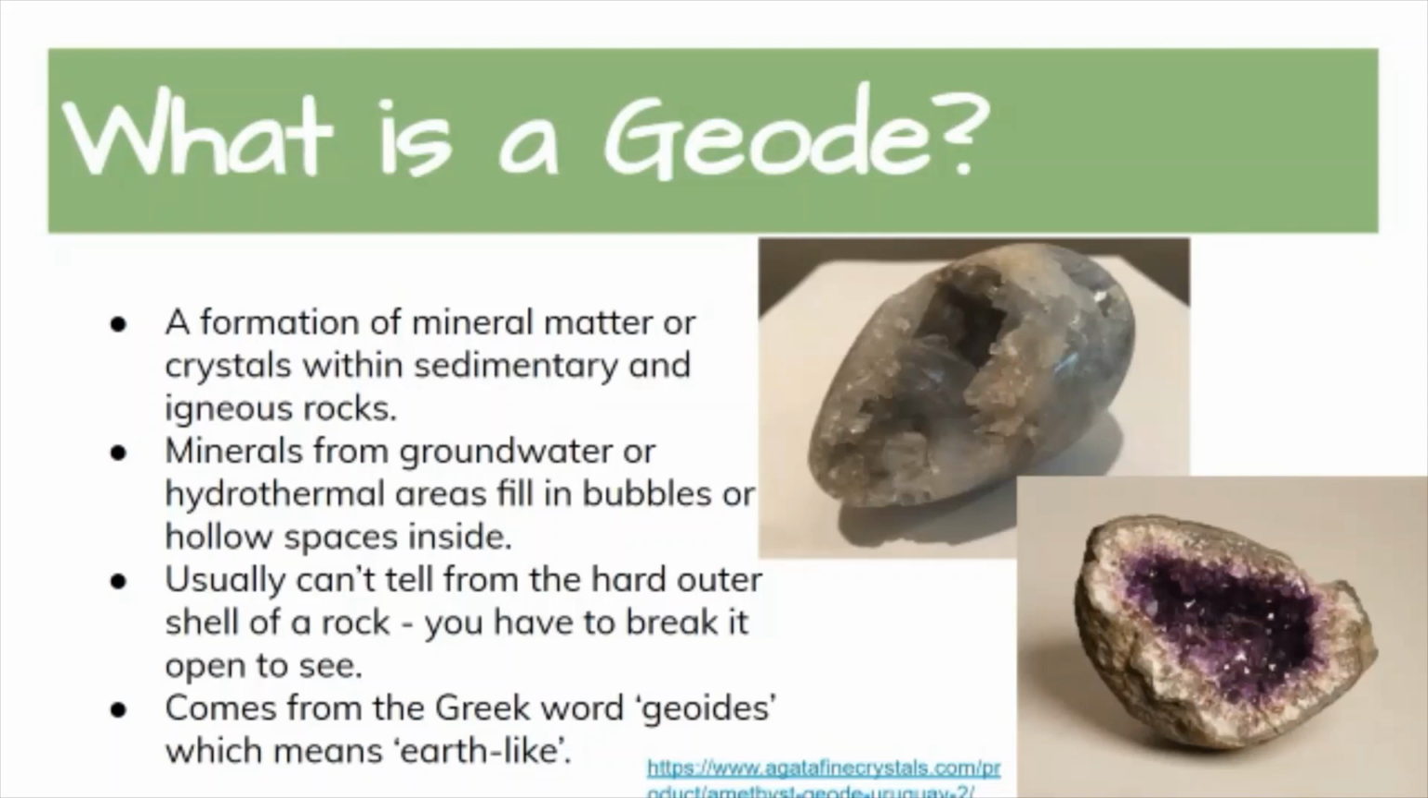So next we want to tell you briefly about what a geode is, and you can see some really cool pictures of a geode in our slides there. A geode is a formation of mineral matter or crystals within sedimentary and igneous rocks. And minerals from groundwater or hydrothermal areas fill in bubbles or hollow spaces inside. Usually you can't tell from the outer shell of a rock if it's a geode. You have to break it open, which is why you see them kind of like an egg shape sliced open.